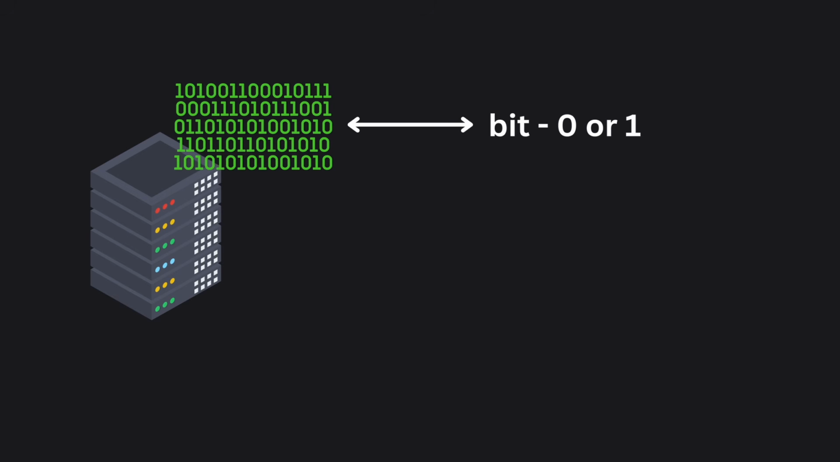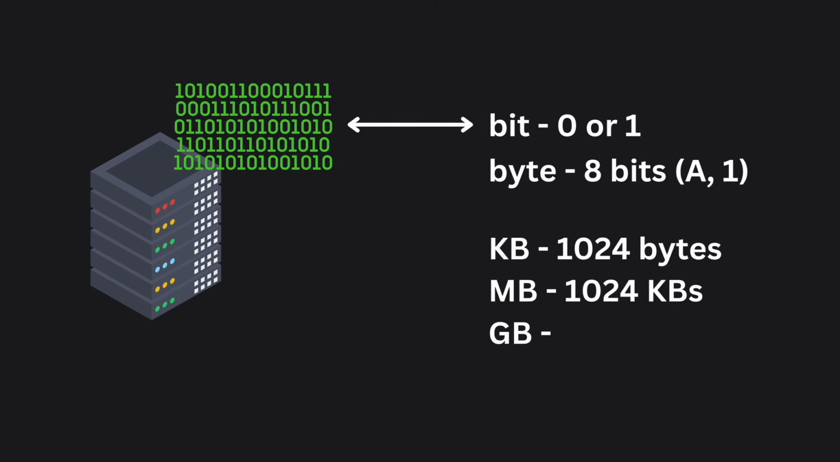1 bit is the smallest data unit in computing. It can be either 0 or 1. 1 byte consists of 8 bits and it's used to represent a single character like A or number like 1. Expanding from here, we have kilobyte, megabyte, gigabytes and terabytes.